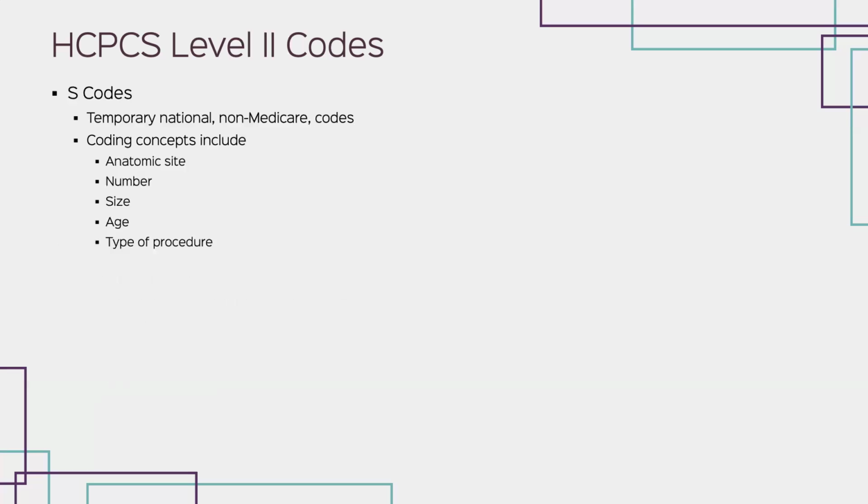And then lastly, you've got your S codes that will include your temporary national codes for non-Medicare use. Again, your key coding concepts will be the anatomic site, the number, the size, the type of procedure, the product, and then sometimes even the age of the patient is specified within your code set.